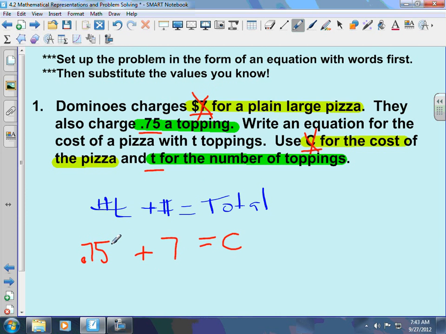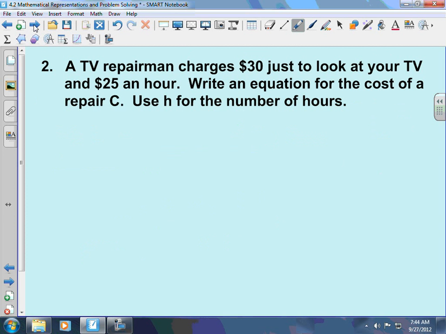0.75 T. Ooh, I don't like that T. Looks like a plus sign. So let's change it to look like that. There we go. Okay, that's all we're doing. A number that doesn't change plus a number that will change equals your total.